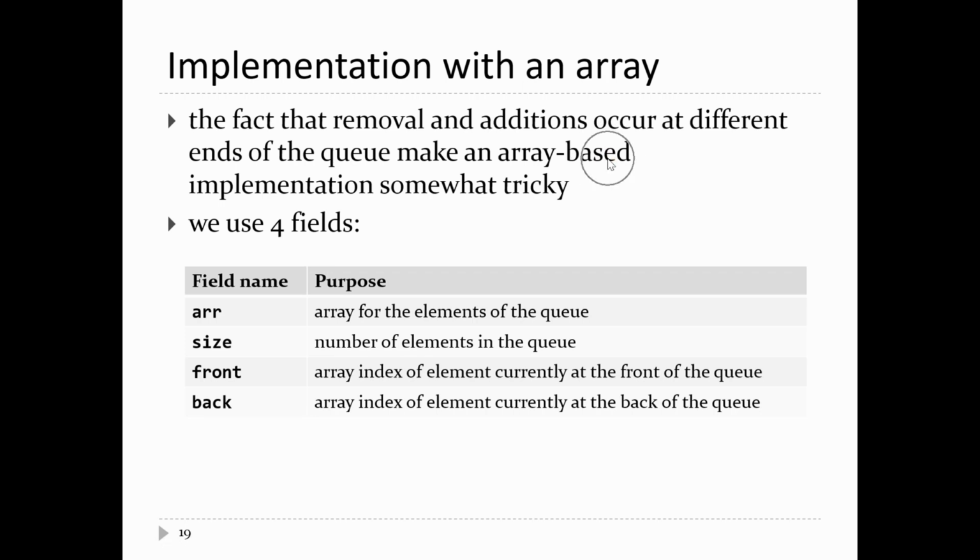To implement this using an array in a slightly more sophisticated way than just shuffling everything forward, we're going to need 4 fields. We need an array of elements to store the elements of the queue. We're going to want the index of the front element. We're going to want to keep track of the index of the back element. Remember, in the stack, we simply kept track of the index of the top element. We also need to know how many elements are actually in the queue. We know the length of the array, but the size of the queue is the number of elements in the queue, which is different than the length of the array.